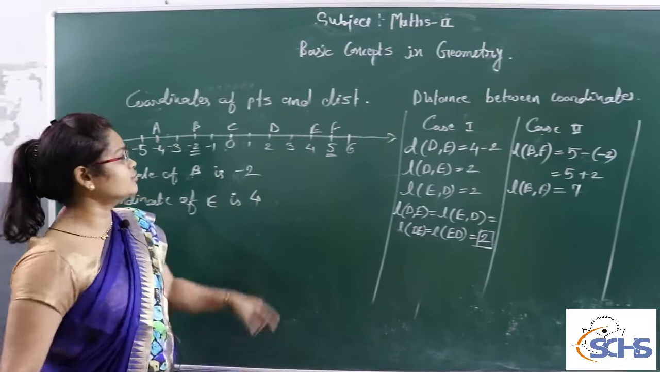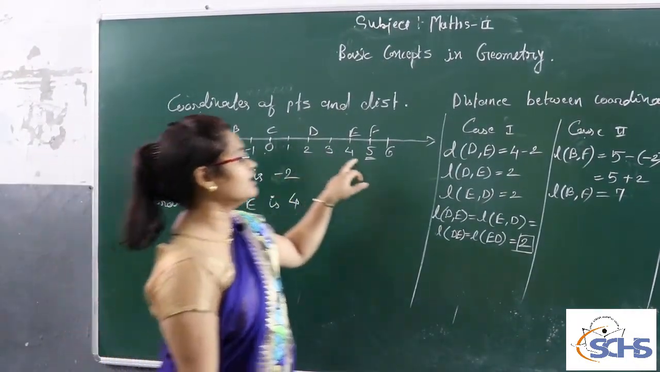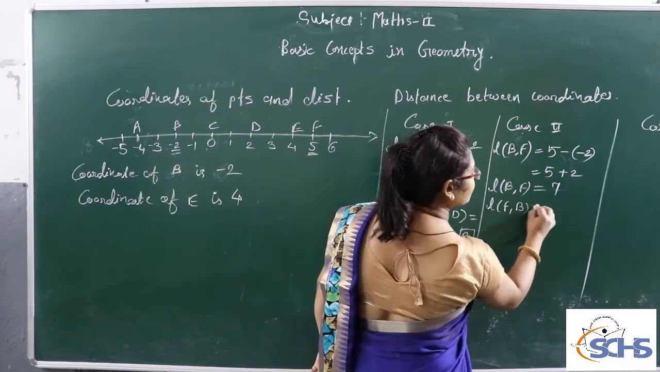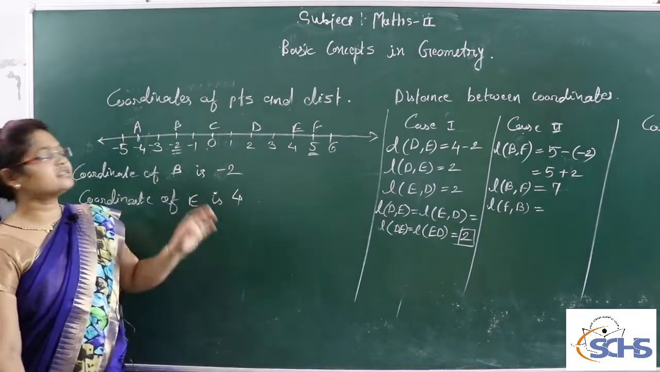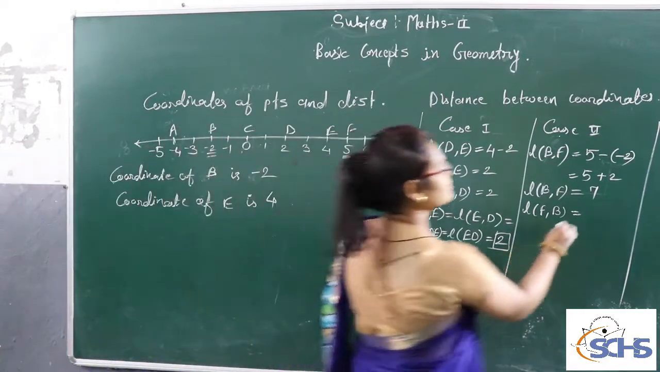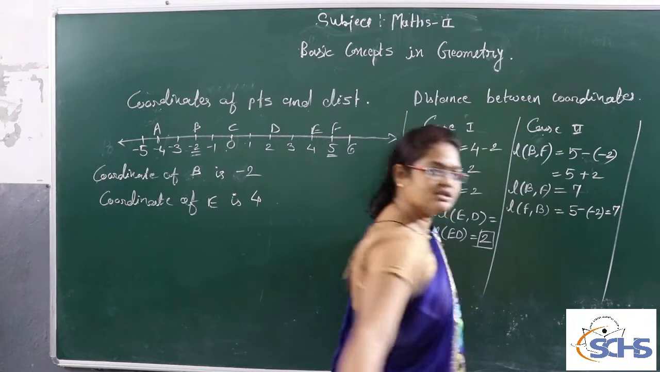Similarly, if we have to find length of F comma B, in this case also we will do the same process. That means we will subtract the smaller coordinate from the greater coordinate, meaning 5 minus minus 2, which is equal to 7.